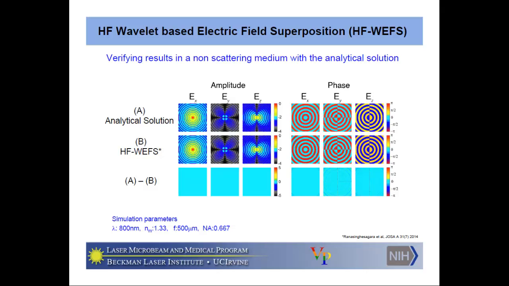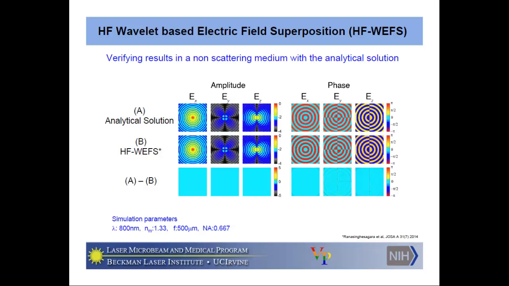You can see this Airy disk here, and you can see the amplitude is much higher for this X component. This red is much higher. Here the Ez component is not that high for a numerical aperture of 0.667. And when you increase that, you can see this Ez component will increase. And these are the phase relationships.